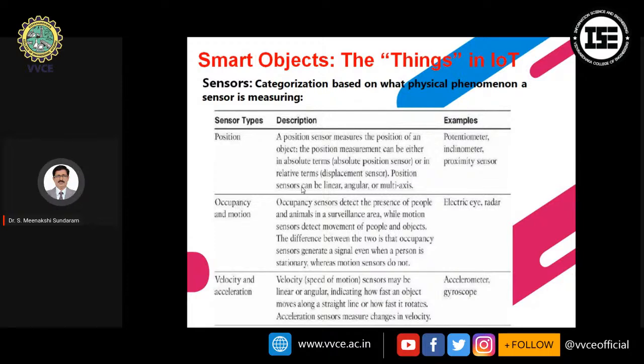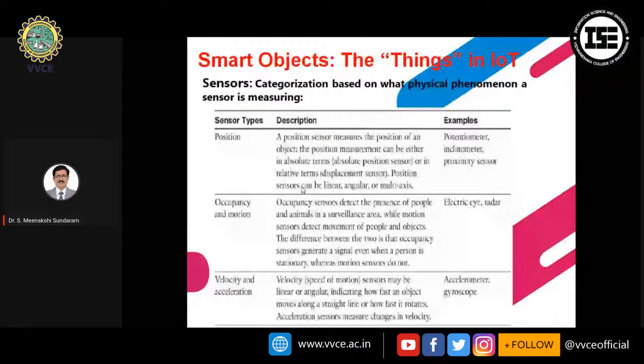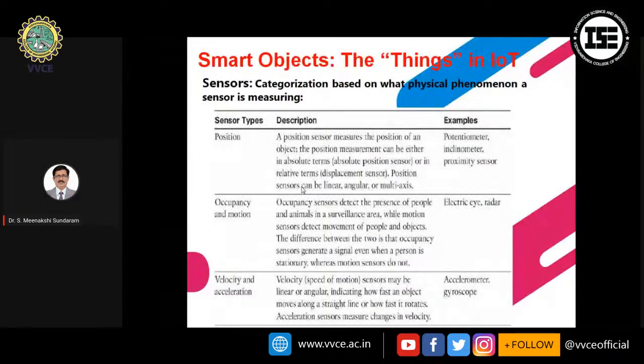So in the categorization, we can see the position sensor, where we can use it for positioning sensors, to position an object, or we can include absolute terms and relative terms for displacement, or identifying the position. For example, whether it is linear, angular, or multi-axis. Examples are the potentiometer, inclinometer, or proximity sensors, where we are able to understand the closeness of the objects.